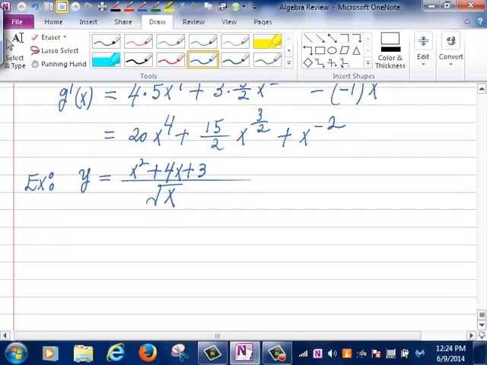I am going to find the derivative of this function in two different ways. First of all, I'm going to apply the quotient rule and see what I get. So remember, when I write y, I can use y prime to denote the derivative. So y prime would be what? You're going to square the denominator, right? What do you get?